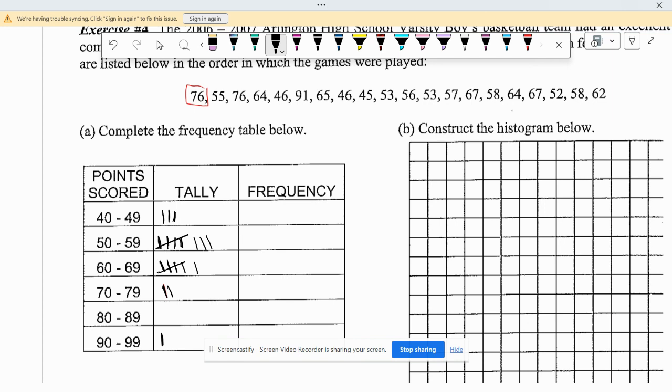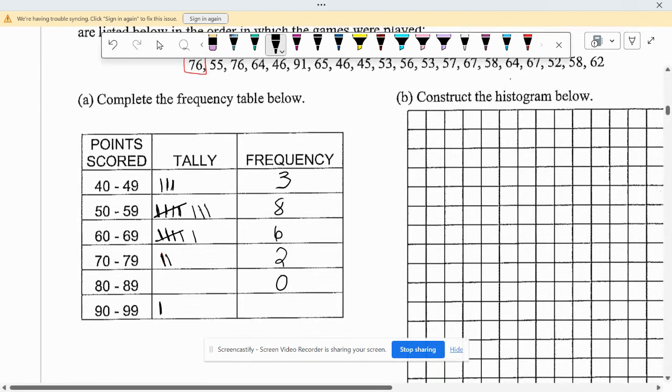So let's talk about it. I had a frequency of 3 in the range of 40 to 49, a frequency of 8, 6, 2, 0, and 1.